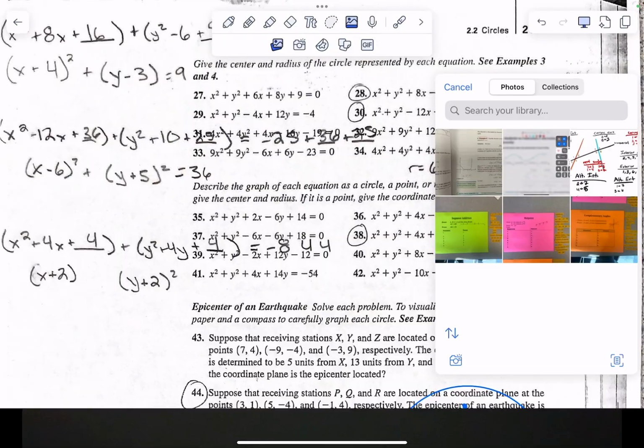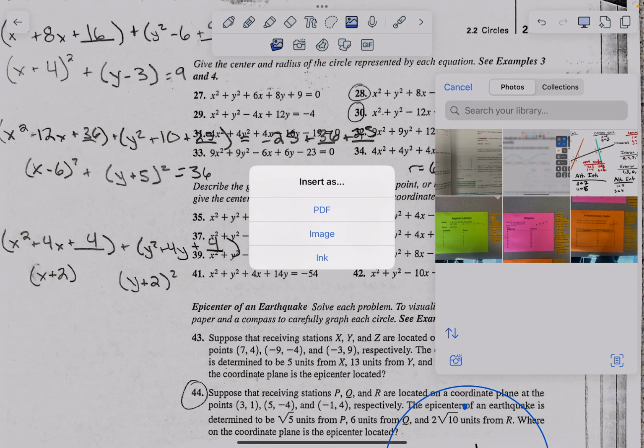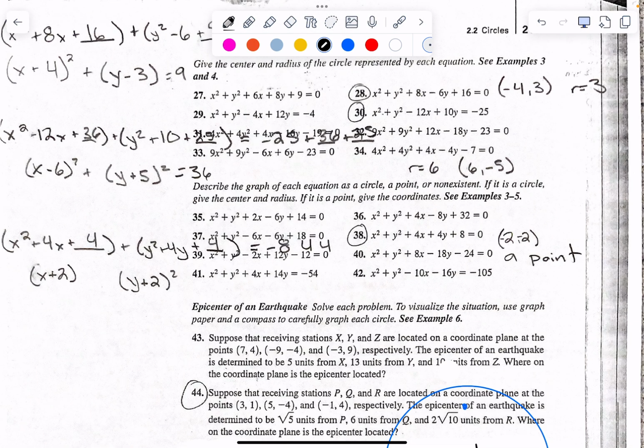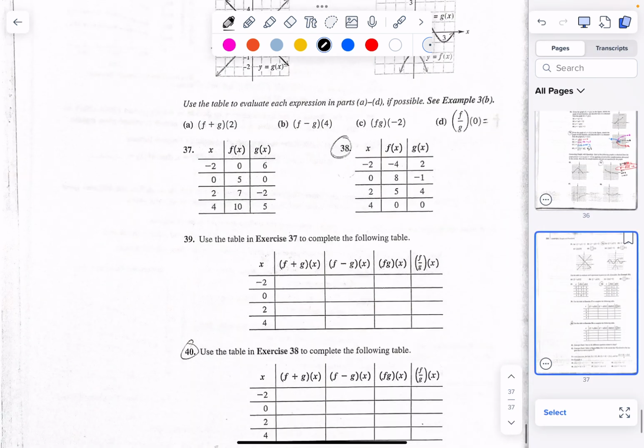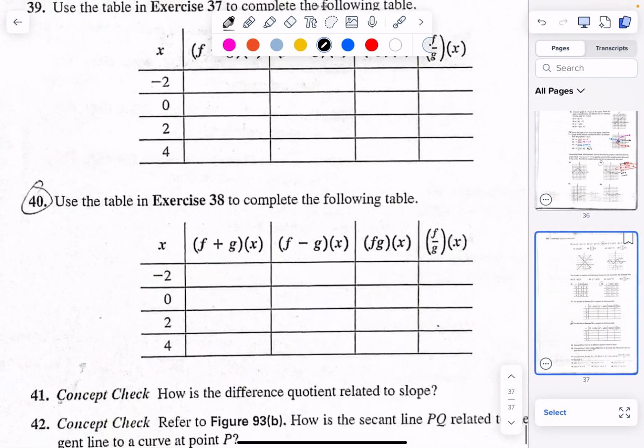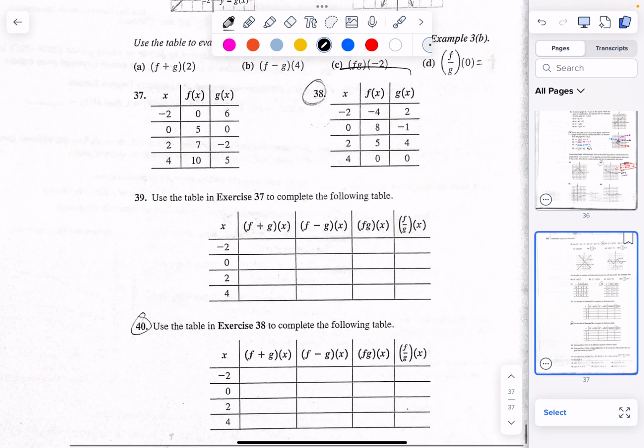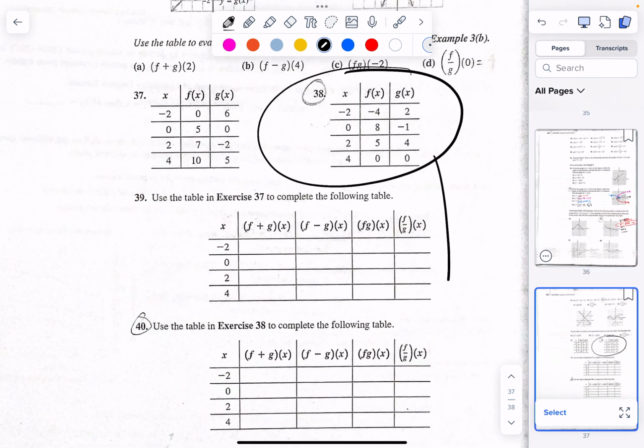Yeah, okay. This is not that bad. I like this question, and it's easier than you think it is. All the way down to the bottom. 40. It says, use exercise 38 to complete the table. So we're looking at this little table right here, and we're completing this table right here.